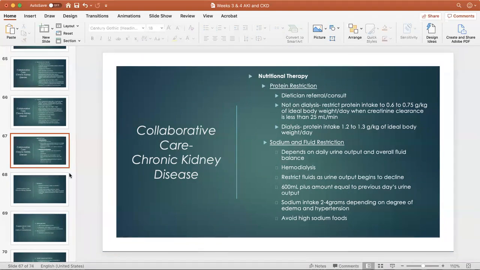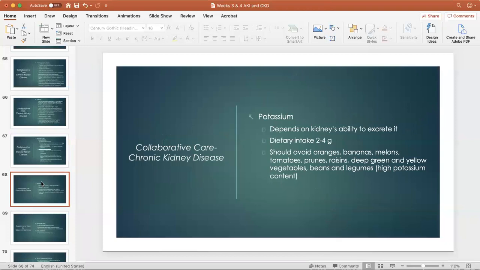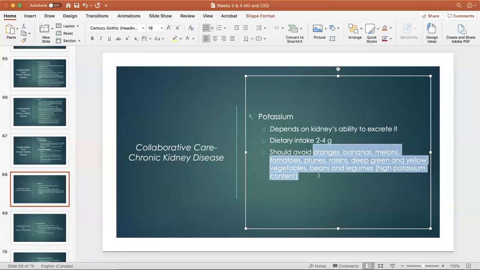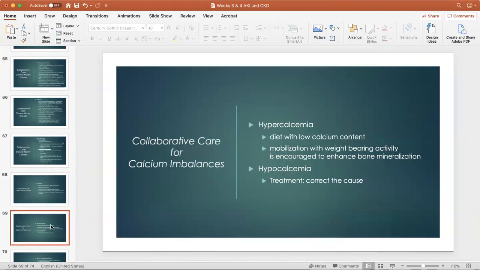Sodium and fluid restriction we've talked about. Potassium we've talked about. Here's a lovely list of things that are high in potassium. If you're like me, you hate all the questions on the exams that ask about food, because I don't typically know what's in which foods, but there's a list for you and you can just memorize it. The only one I know is bananas.